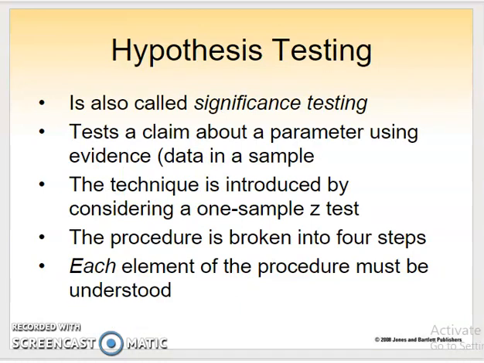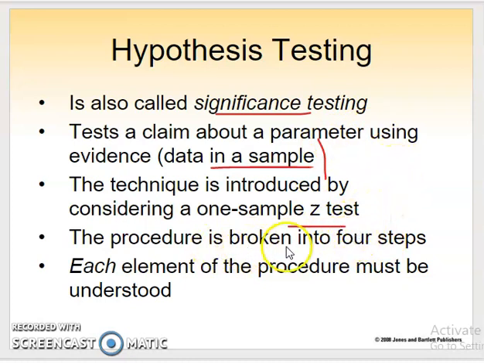Then we will pass on to hypothesis testing. This hypothesis testing is also called significance testing. So we test a claim about a parameter using evidence, that is, the data in a sample. We are getting certain data from a sample, and we will be using a certain test, for example, the t test, etc. And we will be inferring the values of a particular population.